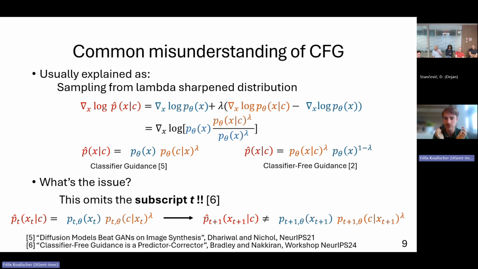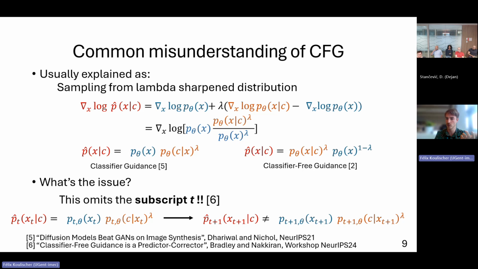But actually, there's a fundamental flaw in this explanation, and that flaw is that in this derivation, I explicitly omitted the subscript t. Here I pretended that this was just something that I applied at the clean image level, but this is really not the case. Classifier free guidance is something that you apply at the marginal level. At every time step, you apply this linear decomposition. And now, what's the problem with this?